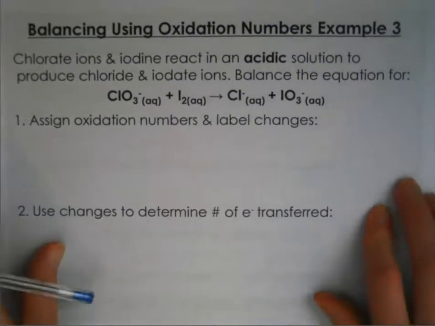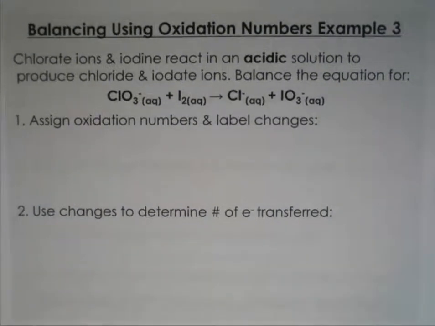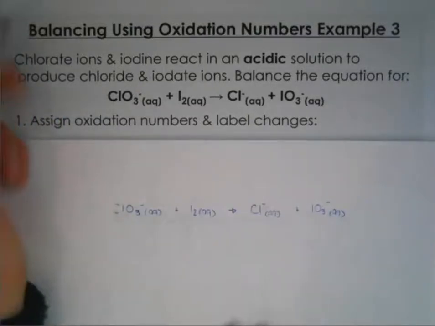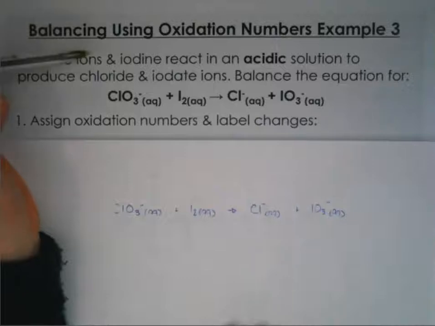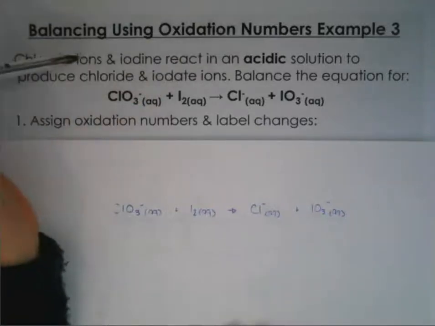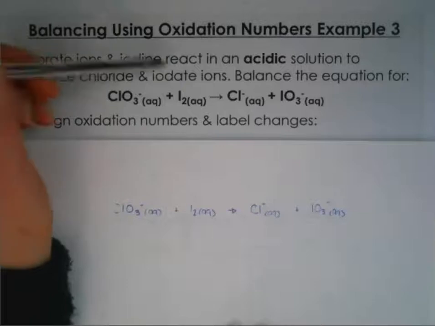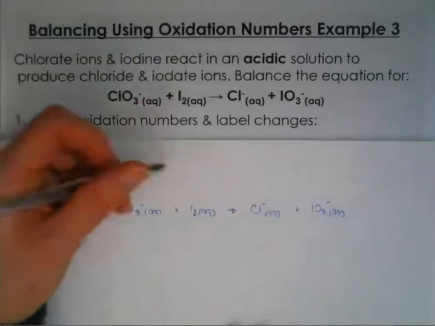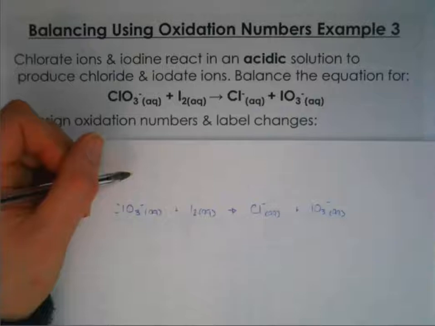Okay, let's try another example here. I'm just going to grab another piece of paper. Okay, so we have our reaction here. We want to assign our oxidation numbers. Now, just be aware in this one, it's saying the chlorate ions and iodine react in an acidic solution to produce chloride and iodate ions, and we're balancing the equation. So just keep in mind we're working with this acidic solution.